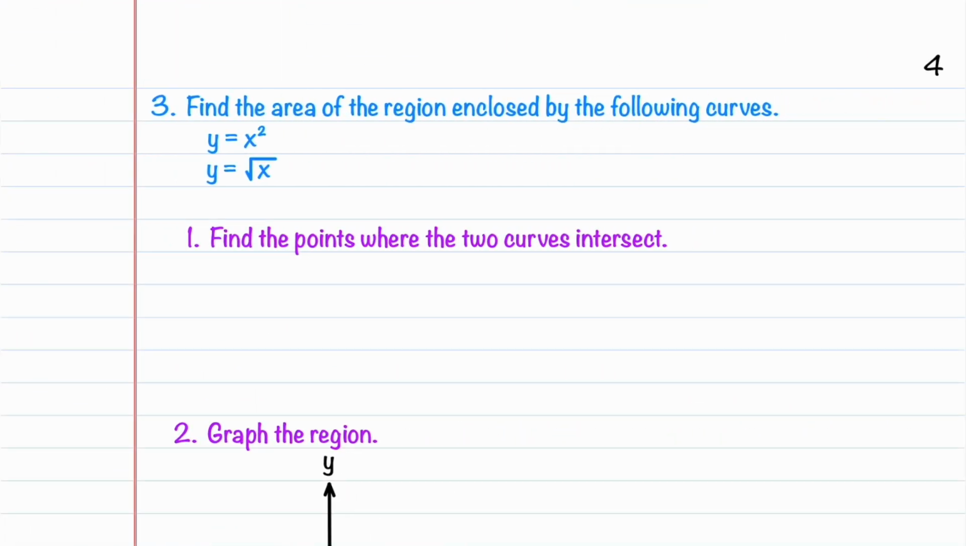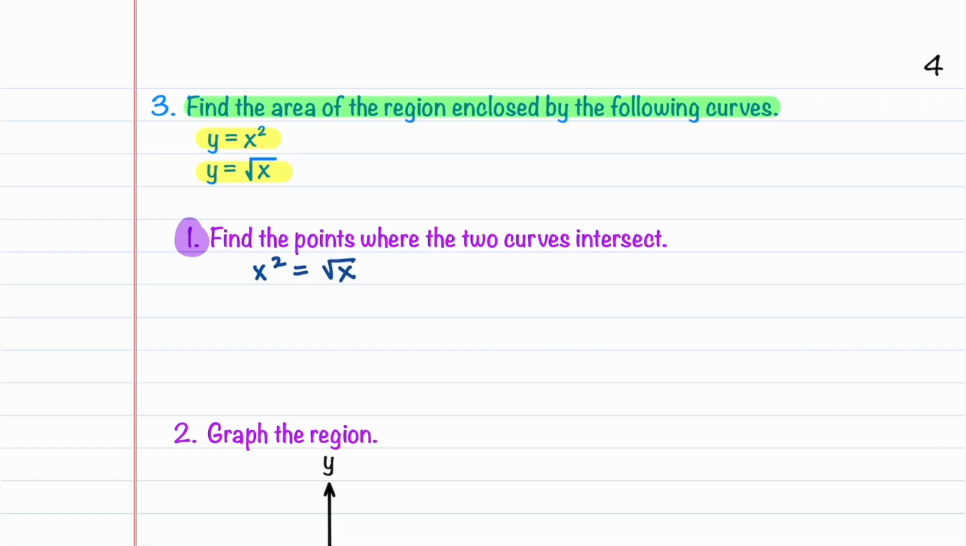In this example, we're going to find the area of the region enclosed by the following two curves. Y is equal to x squared, and y is equal to the square root of x. The first thing that we're going to do is find the points where these two curves intersect. So we're going to start by setting them equal to each other. This gives us x squared is equal to the square root of x.